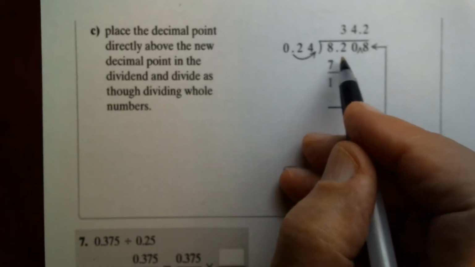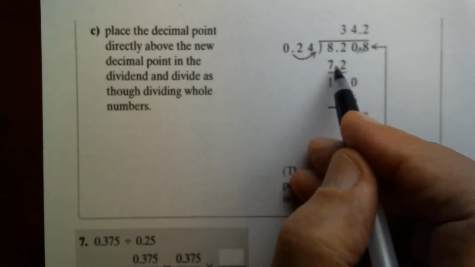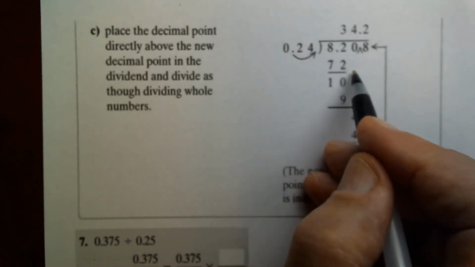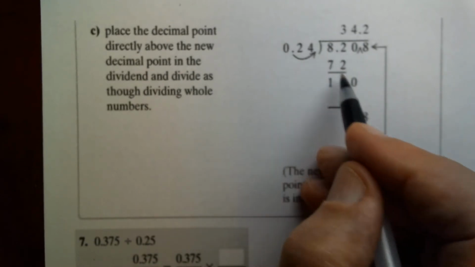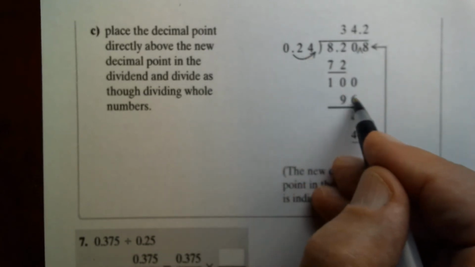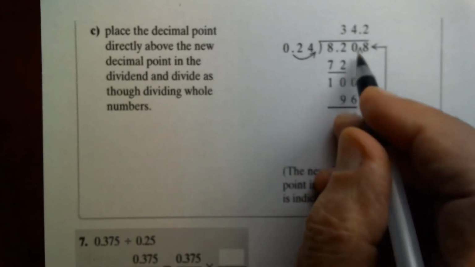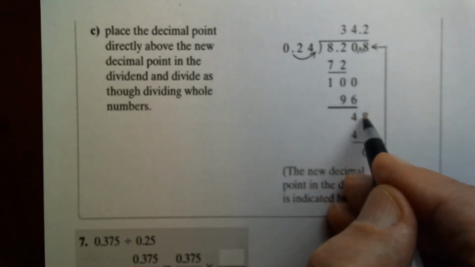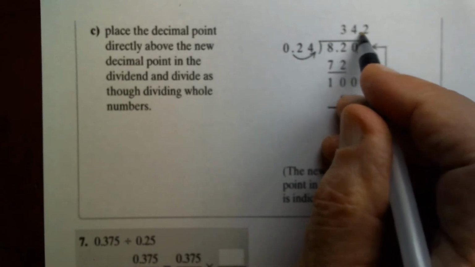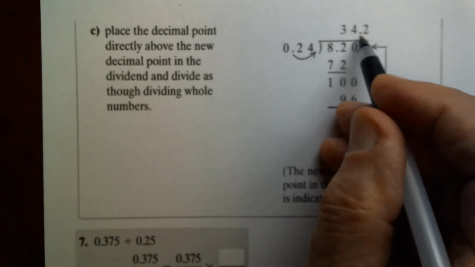So 24 into 82 is 3 times. 3 times 24 is 72. We subtract, the difference is 10. We bring down the 0. 24 into 100 is 4 times. 4 times 24 is 96. The difference is 4. We bring down the 8. And 24 into 48 is 2 times, with the decimal being here. So the quotient is 34.2.